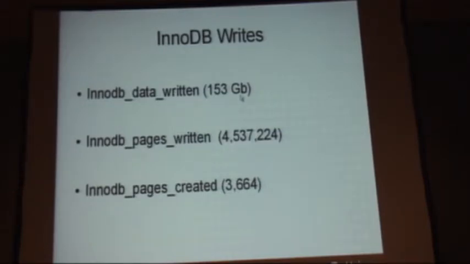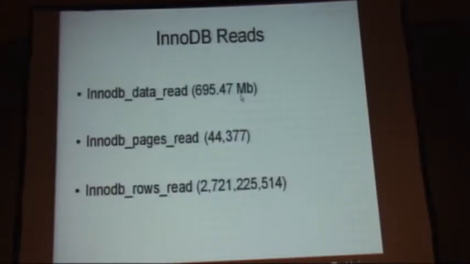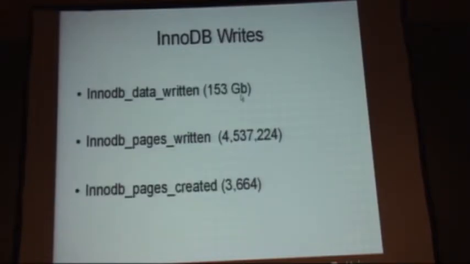Amount of InnoDB data written: 153 gigabytes. So I'm looking at this server and I'm like, wow, you always read from disk, but you wrote 153 gigabytes. You read 695.47 megabytes. Okay, so this is being basically used. This is pretty much a write mostly database. So it's not really a quandary that, hey, how come you're always reading your pages from disk? It's because you're not really doing a lot of reads.